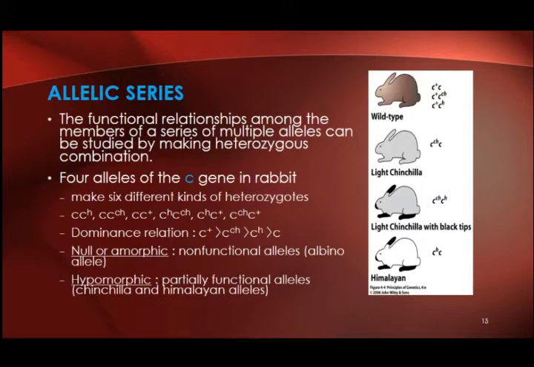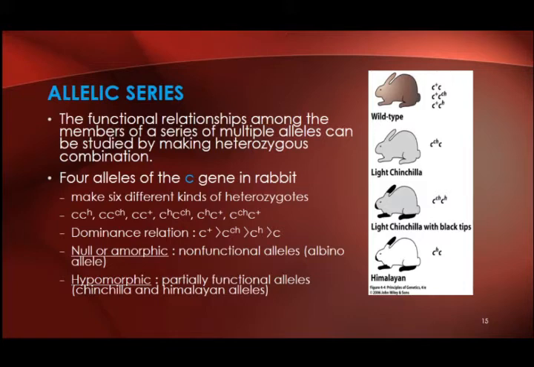So there are 4 alleles in the C gene in rabbit, the gene for coat color. We make 6 different types of heterozygotes: C with CH, C with c-chinchilla, C with C plus, CH with cch, CH with C plus, and cch with C plus. In terms of dominance, the C plus or wild type is the most dominant compared to the chinchilla, compared to the Himalayan, and compared to the albino.